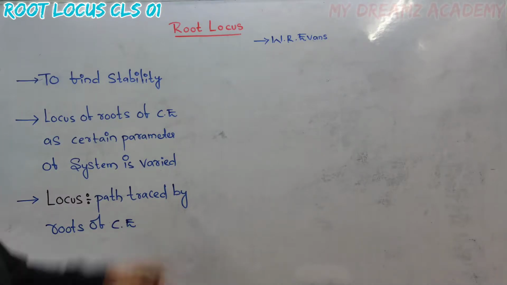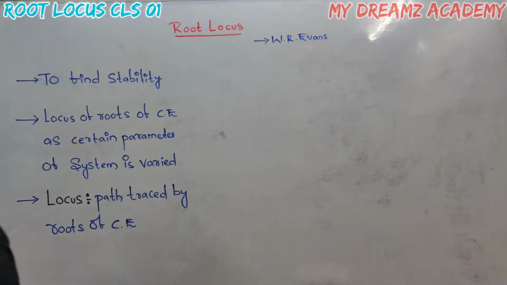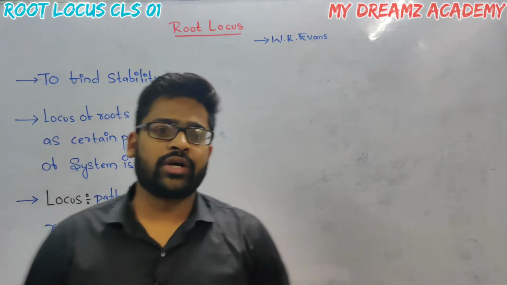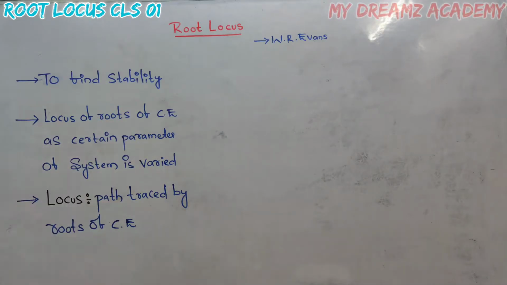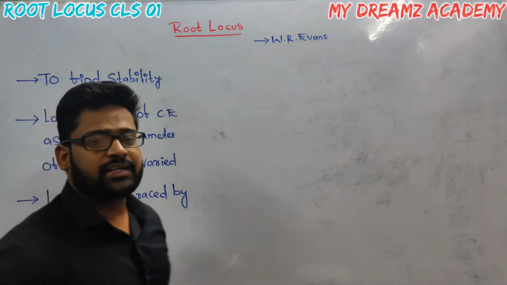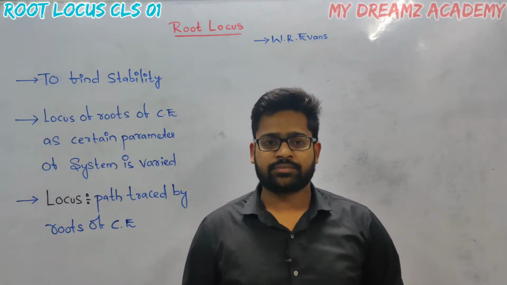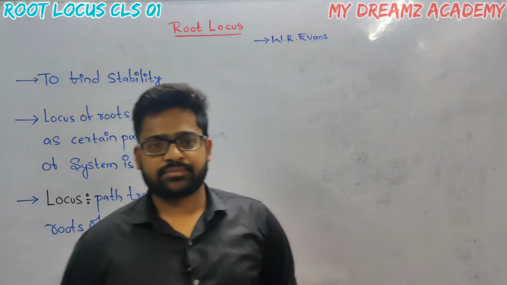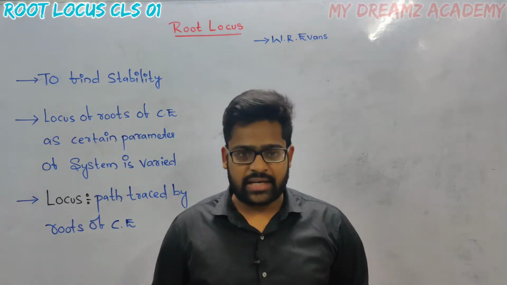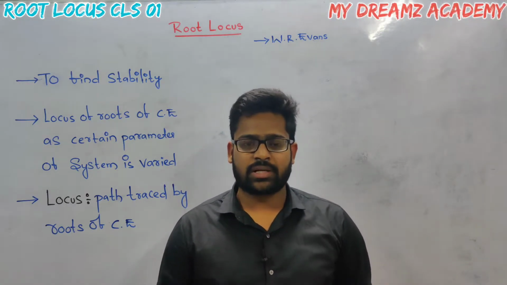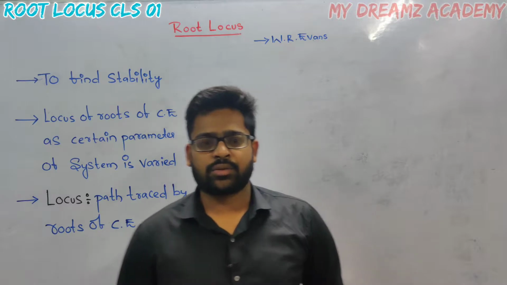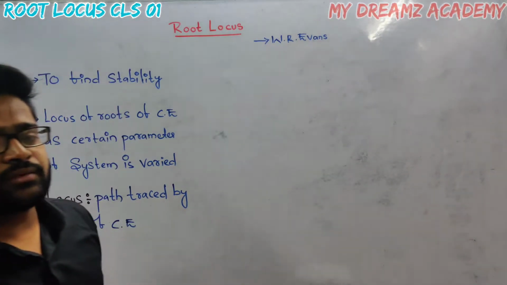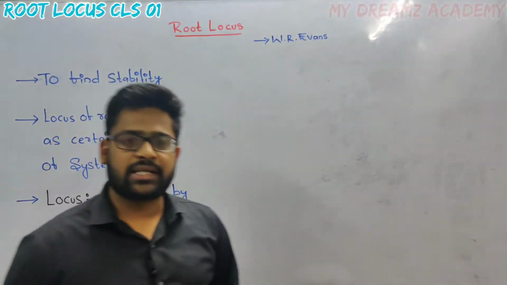So this lecture is about root locus. The root locus was introduced by W. R. Evans. In this topic we are going to find the stability. We can even find stability by using the Routh-Hurwitz criteria also, but the Routh-Hurwitz criteria cannot give relative stability. It only gives absolute stability, whether the system is stable or not. By using root locus, we are able to find the relative stability of the system.